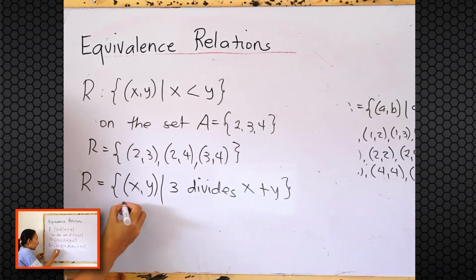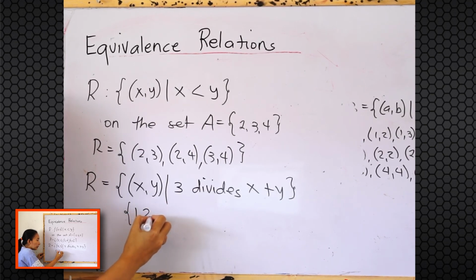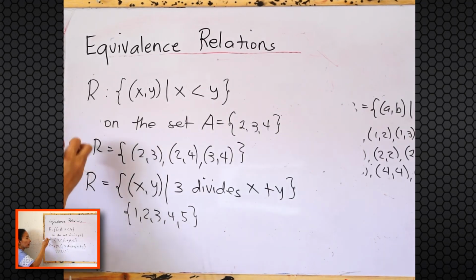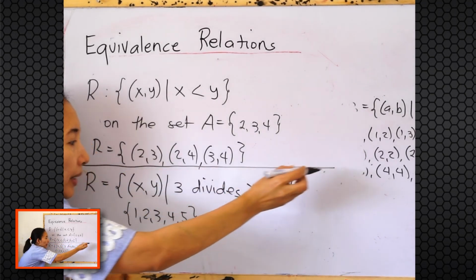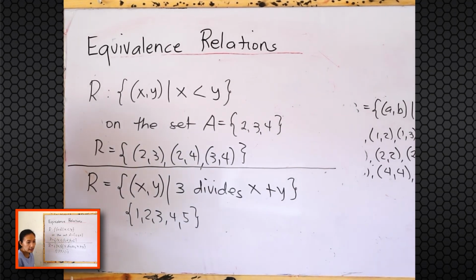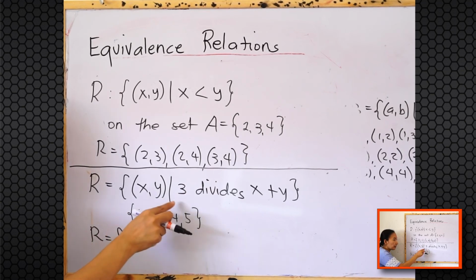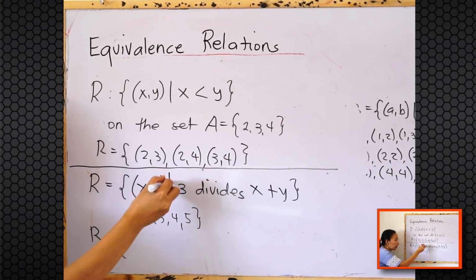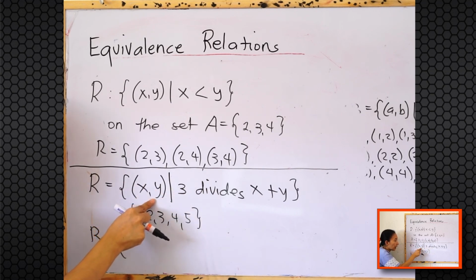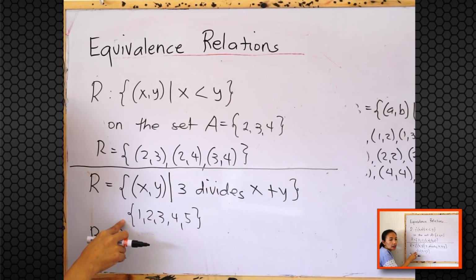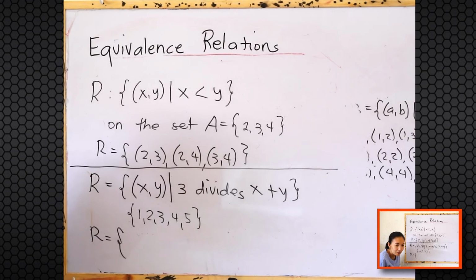Okay, let R be defined on the set {1, 2, 3, 4, 5}. First thing we have to do, list down the elements of R. What are the elements of R? Based on the definition of the relation, it is the set of all ordered pairs (x, y) such that 3 divides x plus y, from the set 1, 2, 3, 4, 5. Can you identify all the elements of R?